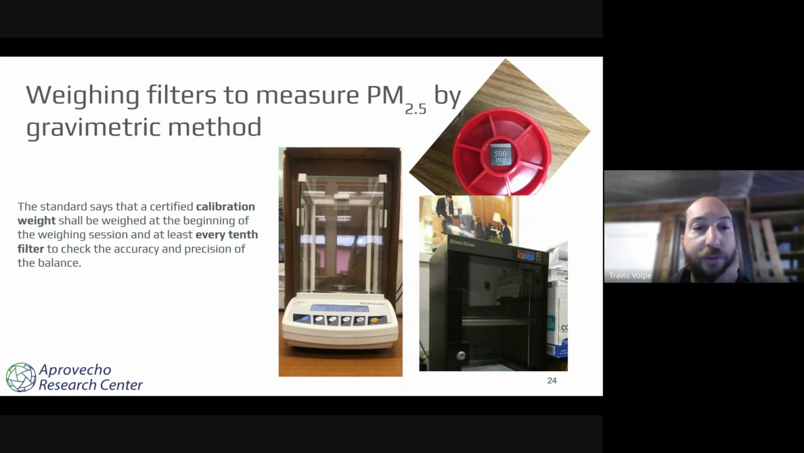To weigh the filters, the standard says that a certified calibration weight shall be weighed at the beginning of the weighing session and at least every 10th filter to check the accuracy and the precision of the balance. So again, a small, in this case, 500 milligram calibration weight is used. We keep detailed records of every session that we perform using our balance in the lab.